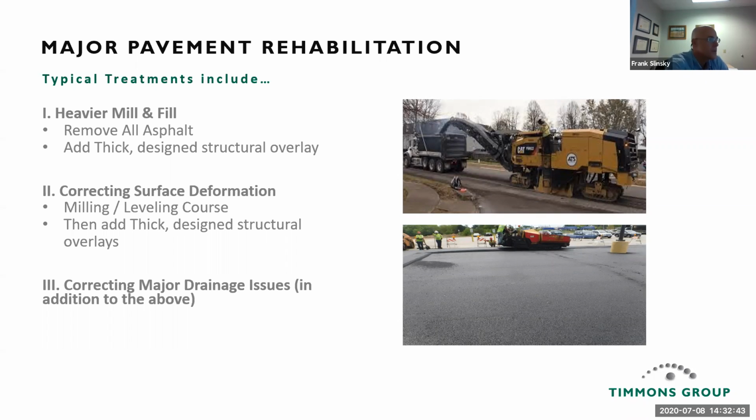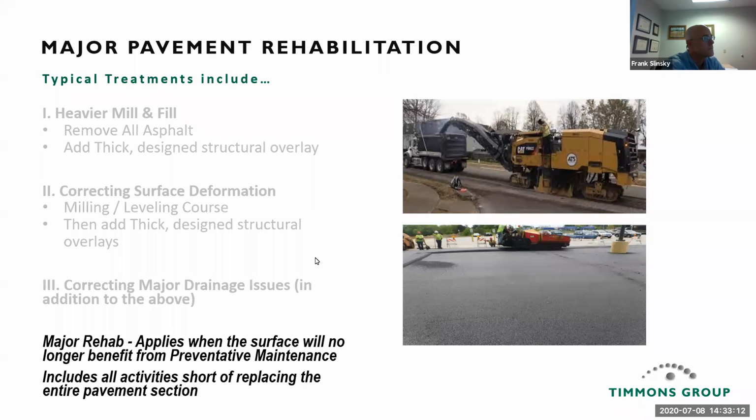Major pavement rehabilitations typically include treatments like a heavier mill and fill, where you remove all the asphalt and then add a thick design structural overlay, or correcting surface deformation, where you're milling and adding a leveling course and then adding a thick design structural overlay, and correcting major drainage issues in addition to the above. Major rehab applies when the surface will no longer benefit from preventative maintenance. It includes all activities short of replacing the entire pavement section.